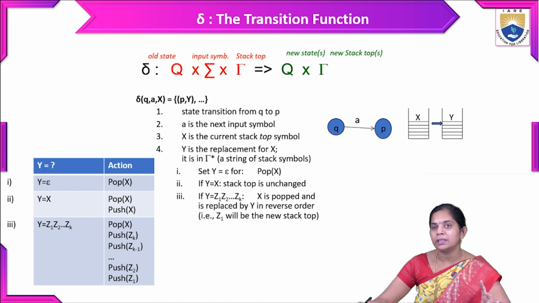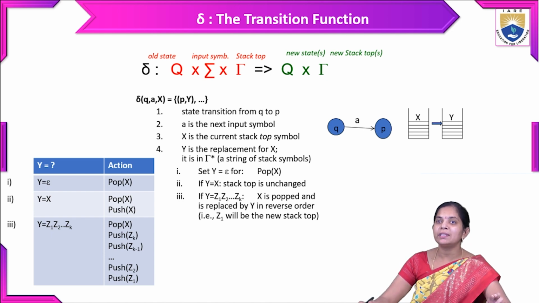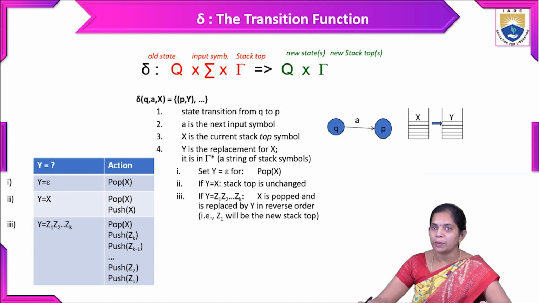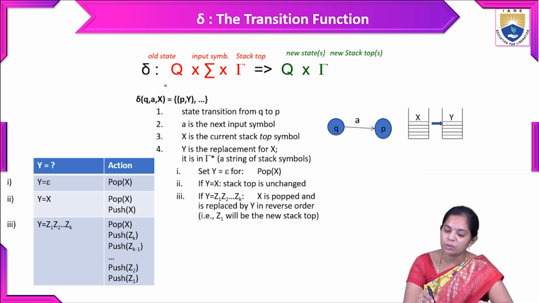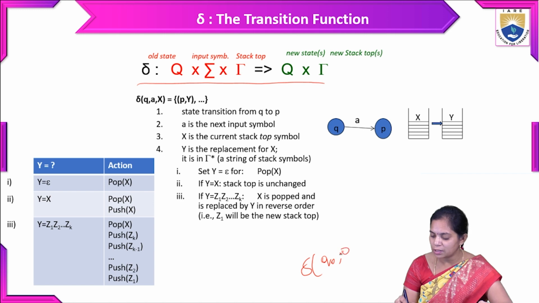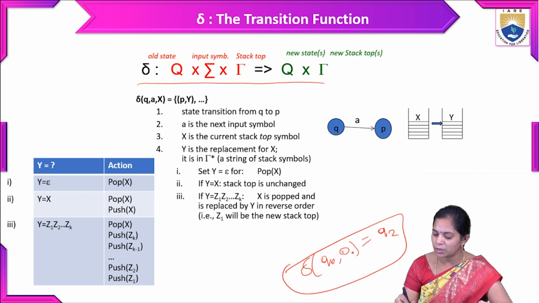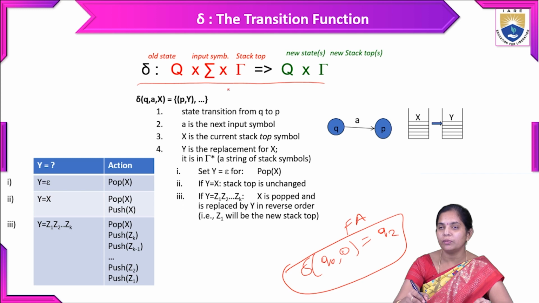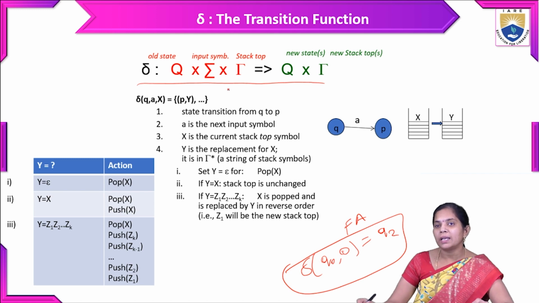And coming to the transition function, how to write the transition function for the pushdown automata. So here if you observe, this is the transition function. We already wrote it for the finite automata: transition of Q naught, and we give some value, 0 as an input, and it reaches Q2. So this is about the finite automata. Like that, here also we have to write the transition function.